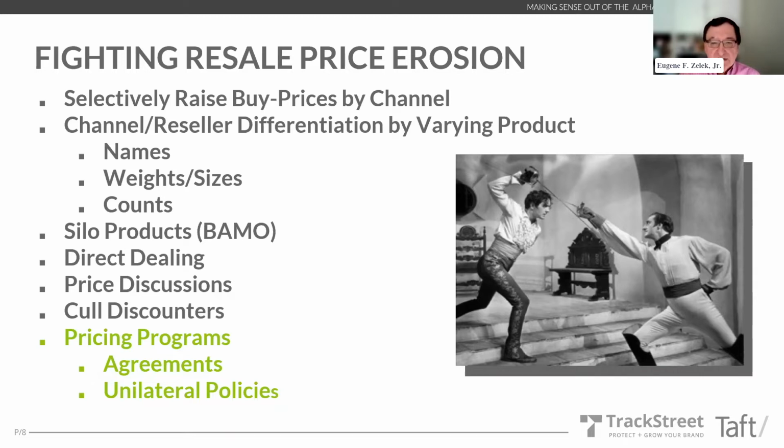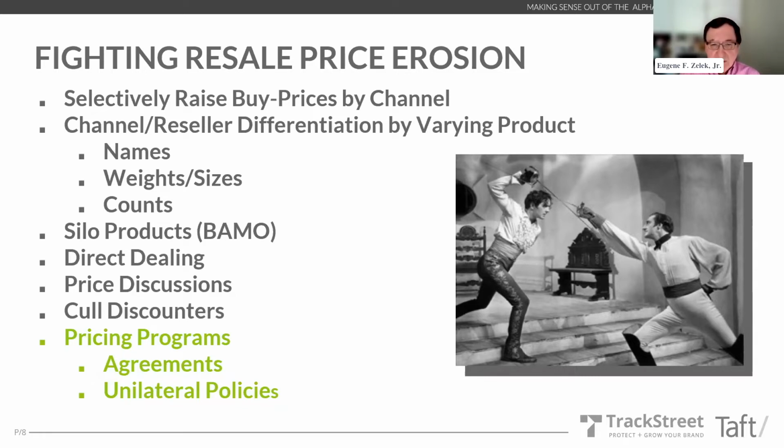We have some clients that are able to justify higher prices to internet-only resellers versus brick and mortar resellers. And there are some concerns, one of them under the laws of the Robinson-Patman Act, but there are ways to deal with that. We've got other clients that do channel or reseller differentiation by changing the product: different names for different channels, different weights or sizes, different counts. So the 200 count bottle is available at brick and mortar, but only the 100 count bottle is available online, or some such thing.